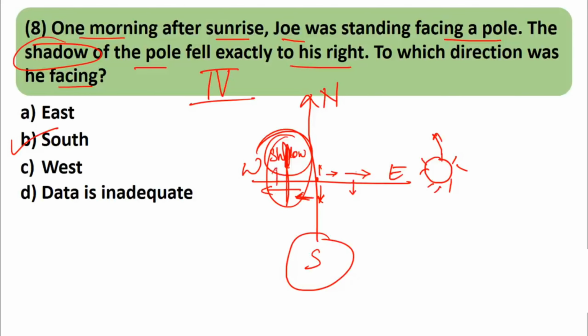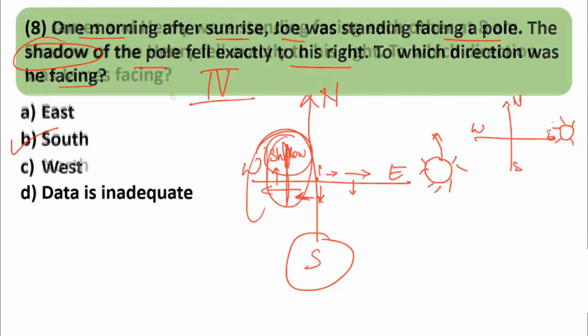Right of Joe is this side. But if Joe is facing this side, that means the entire shadow which is there is in front of Joe. That we don't want. We want the shadow to be on the right. Then try north, then try south. You will find the answer. Very easy. You don't have to do anything. Just draw your own diagram over here: north, south, east, west. Draw the sun as per the time given and get the answer.